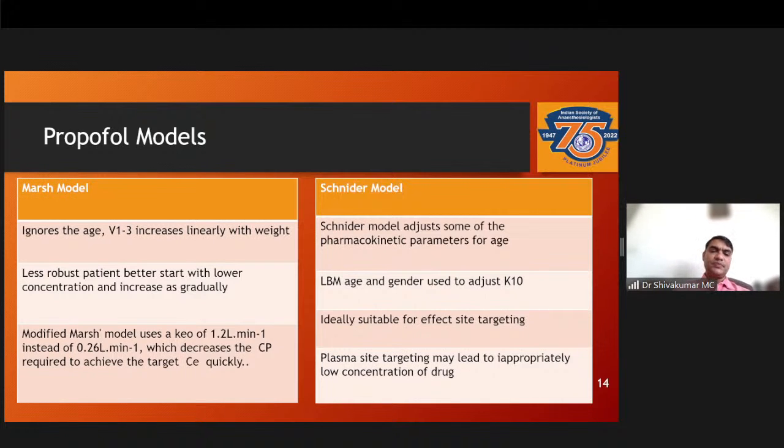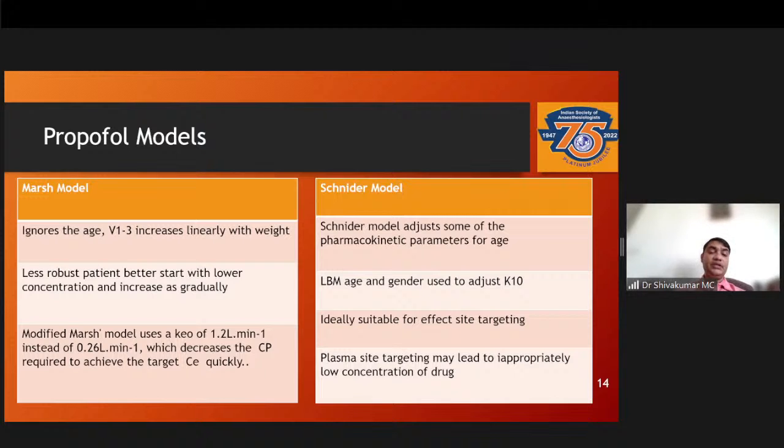So a modified Marsh model is also available, where Ke0 is 1.2 per minute instead of 0.26 per minute, which is present in the regular Marsh model. This decreases the time required to equilibrate between plasma targeting and effect-site targeting. If the Ke0 is increased to 1.2 per minute, it means the drug will be distributed to the effect site faster.